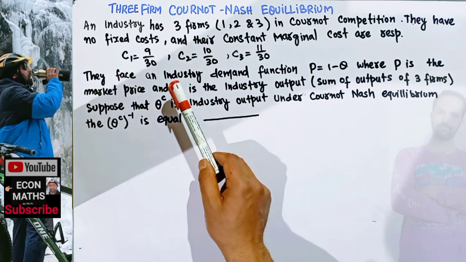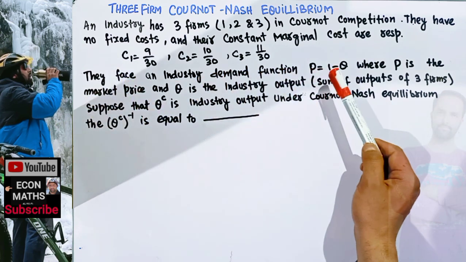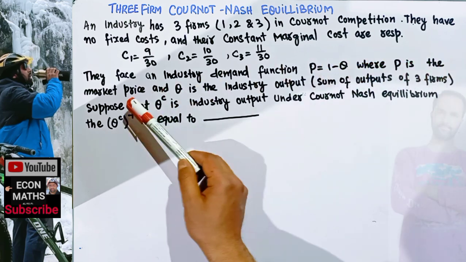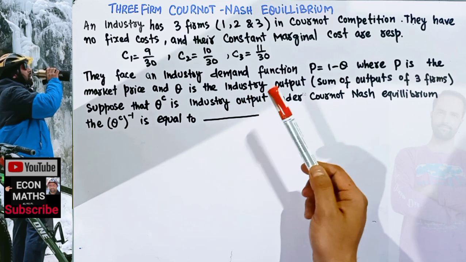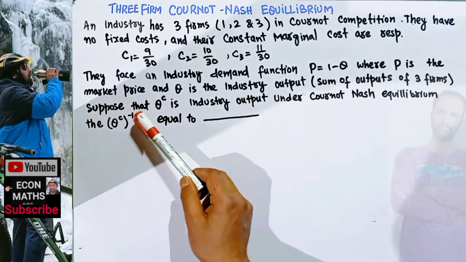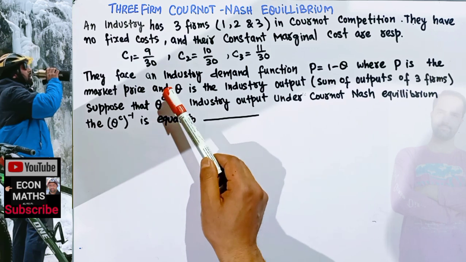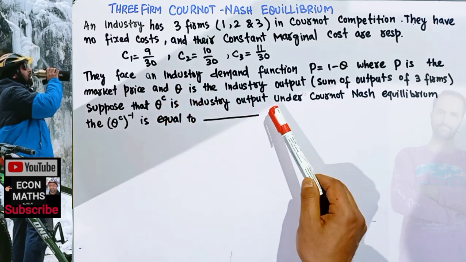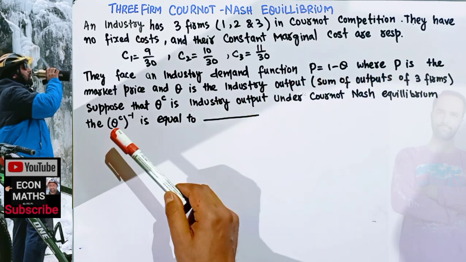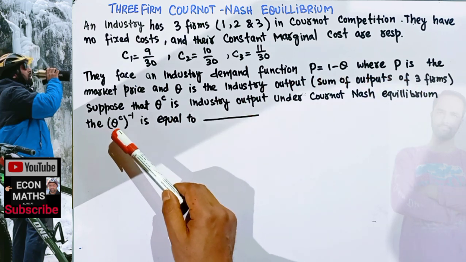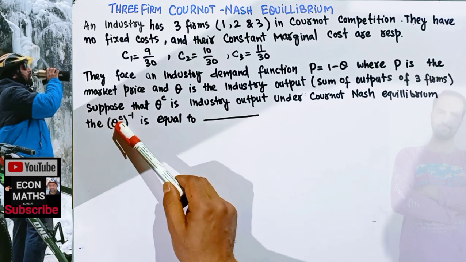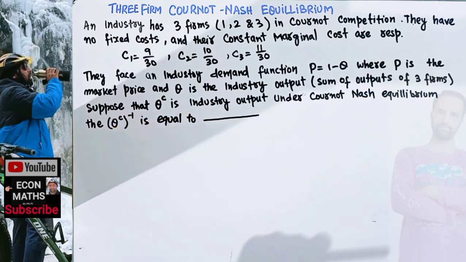They face an industry demand function that is shown by P = 1 - Q, where P is the market price and Q is the industry output, that is the sum of outputs of the three firms. Suppose that Q_C is the industry output under Cournot Nash equilibrium. We need to find the value of the inverse of Q_C.